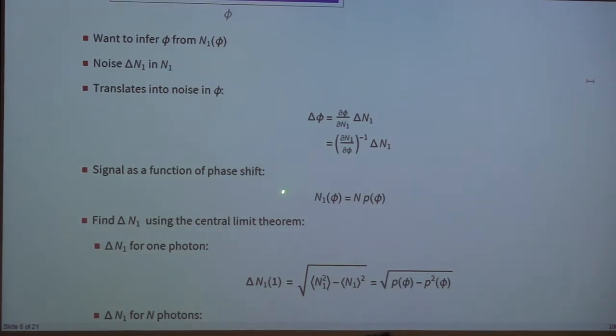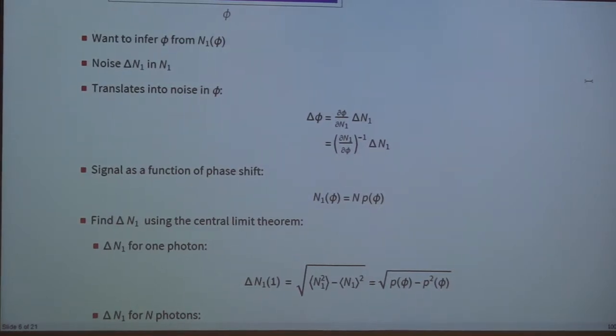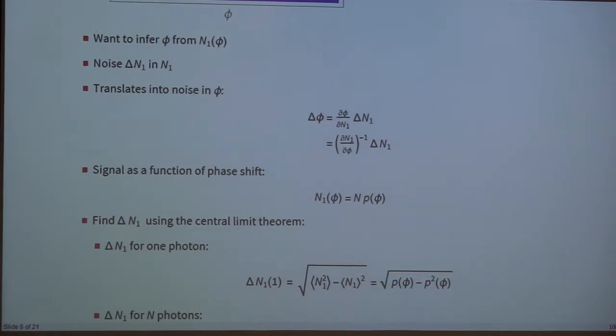First of all, let's talk about what this N1 is. So the signal and noise: the signal is how many photons come out in port 1. And that's just the number of photons that I throw at the interferometer times the probability that it comes out in port 1. So n times p of phi is the number of photons that on average come out in port 1. And that's the signal of my experiment. And then the uncertainty is related to the delta n1. And we can obtain that pretty easily. That's also straightforward for this simple example here.